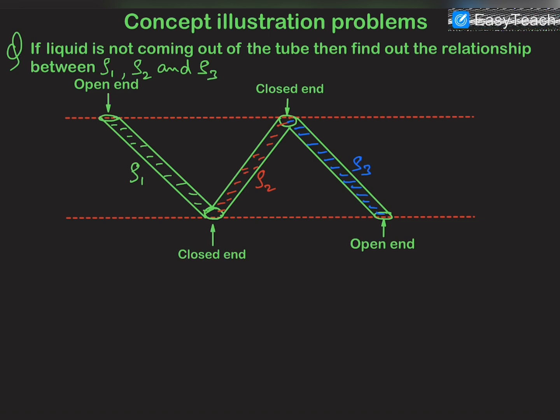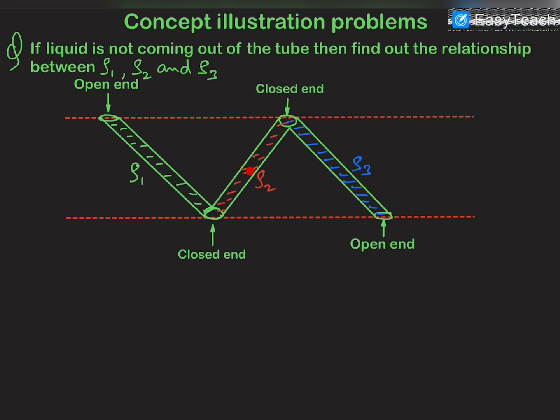In this question, you can see that this is a tube which is bent at 2 points. This is the open end of the tube and this is also the open end, while these are the closed ends. It is given that liquid is not coming out from these open ends.